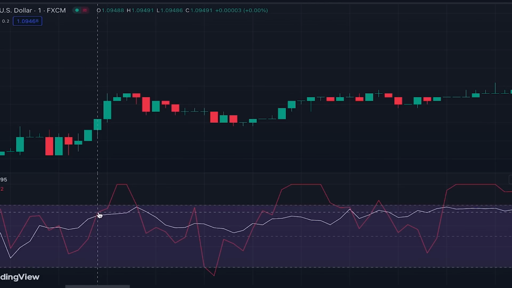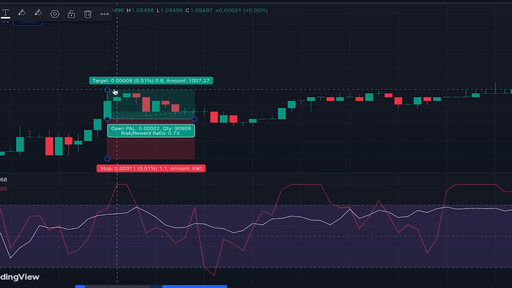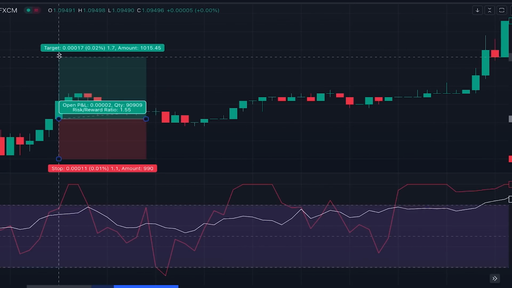When the red MFI successfully crosses above the white MFI, the buy signal is confirmed, and we can enter a long position at this point when this new candle is opened. The stop loss goes below the previous swing low, and the profit for this trade at a 1.5 risk to reward ratio.